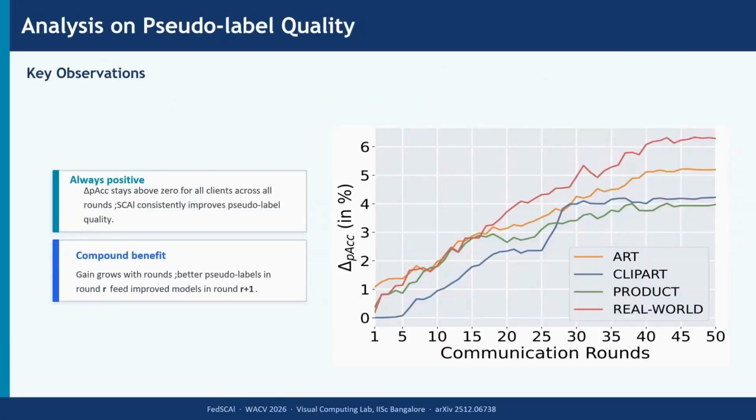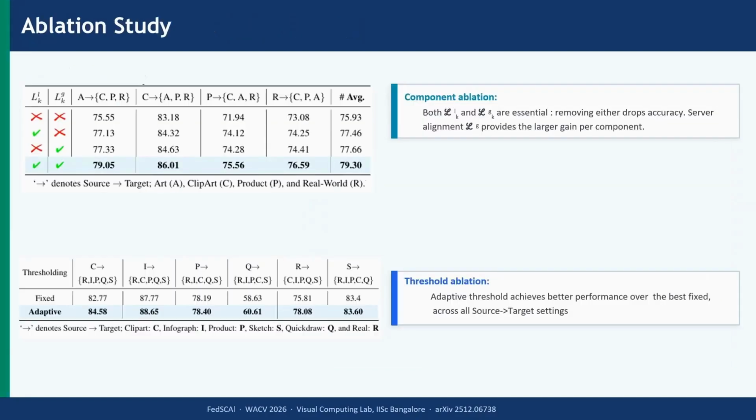So the natural question comes next. Why does SCAl work? Is it genuinely improving the pseudo labels that drive local adaptation, or is it just acting as a generic regularizer? We demonstrate this through two findings. First, the delta accuracy is always positive. For each client in every round, SCAl produces better pseudo labels than the non-alignment baselines. Second, the gains are compounded. Better pseudo labels in round R produce better adaptation, which generates even better pseudo labels in round R plus 1. The server alignment creates a cycle of self-improvement.